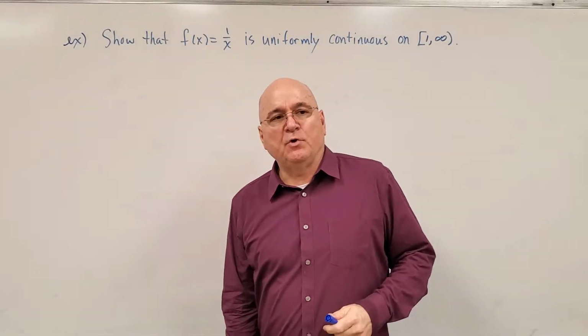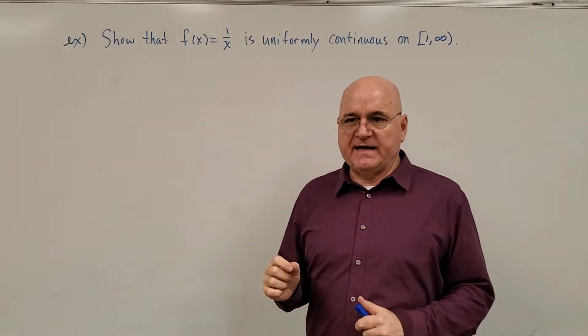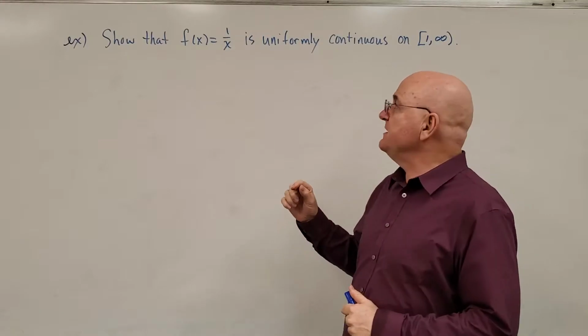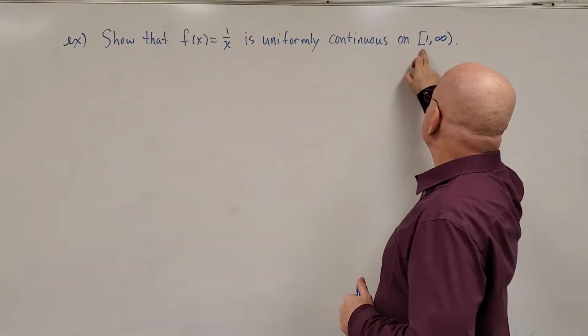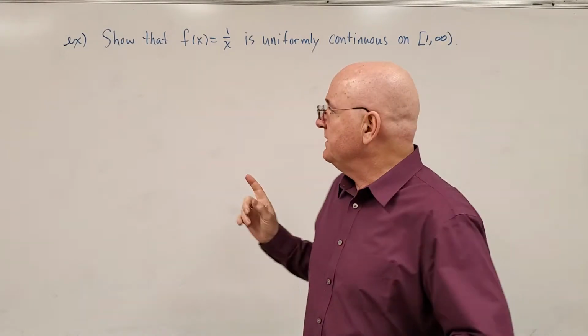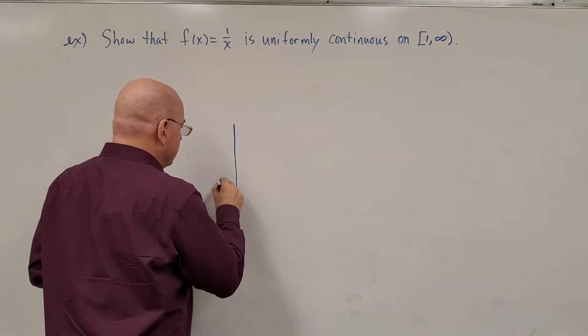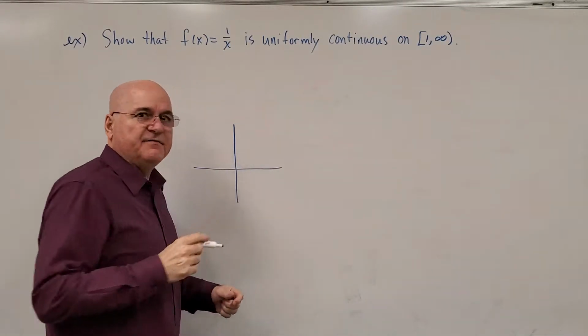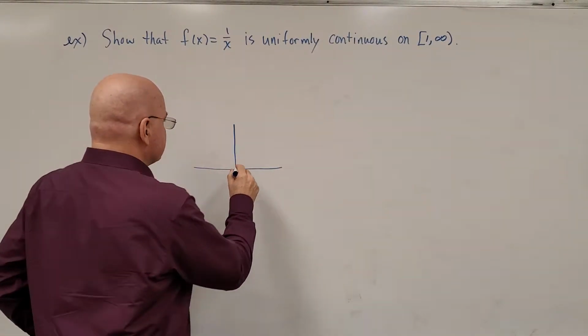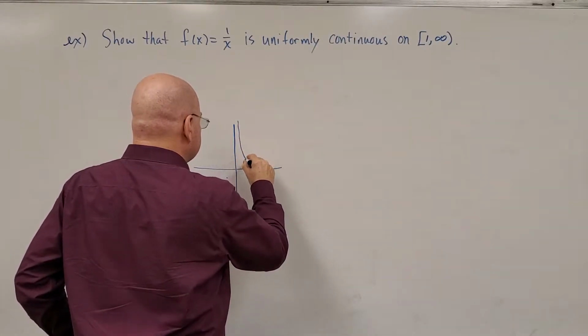Our next example will be to show that the function f of x equals 1 over x is uniformly continuous on this particular domain from 1 to infinity. Now before we do that proof, let's recall what the graph of f of x equals 1 over x looks like. Something like this.